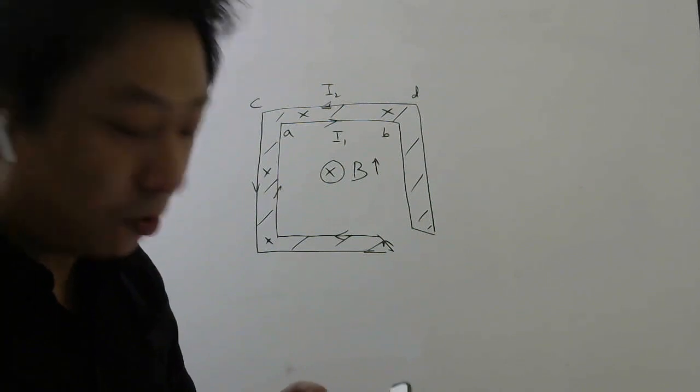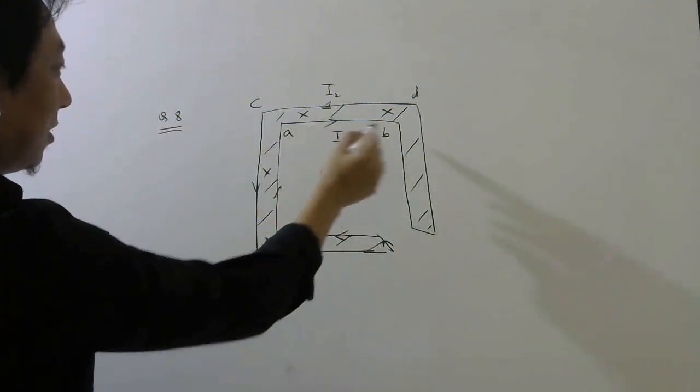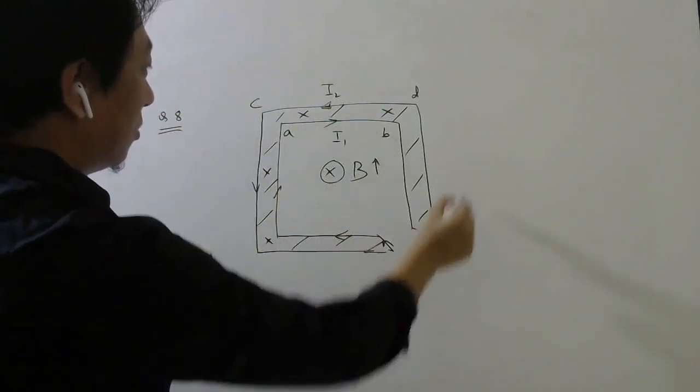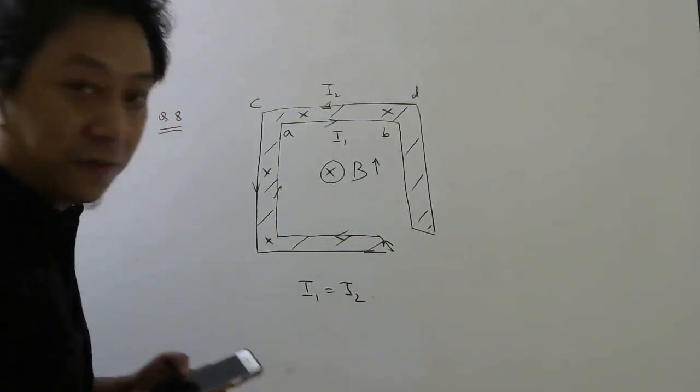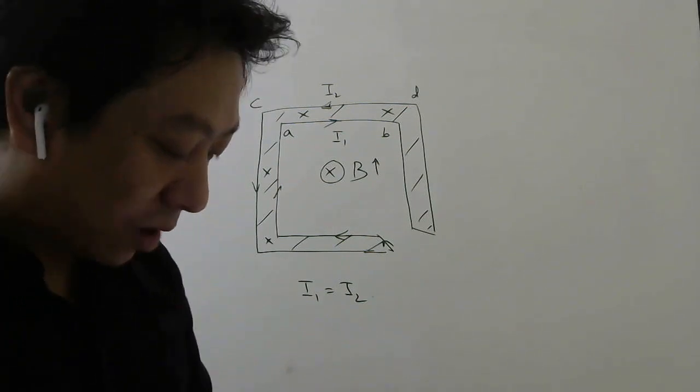It has to be the same. How can it be different? Because it is in series only. No, see, the same current has to flow. There is no junction anywhere for the current to divide. So I1 has to be the same as I2. So you cannot say one is greater than the other.